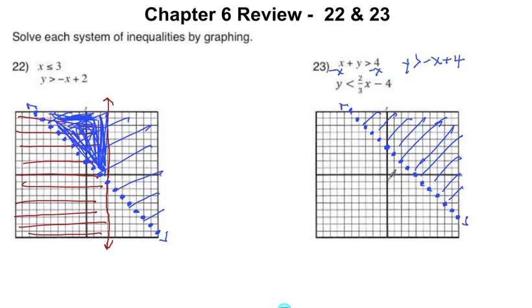So I go down to negative 4. 1, 2, 3, 4. And my slope is positive 2/3, so I'm going to go up 2 over 3, up 2 over 3, up 2 over 3. And this is also a dashed line because there is no equal to sign. So I'm going to dash it a little bit here. Put it in between so we can see it a little bit more clearly.